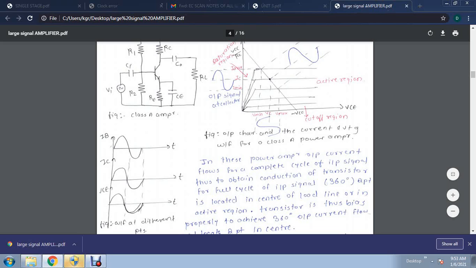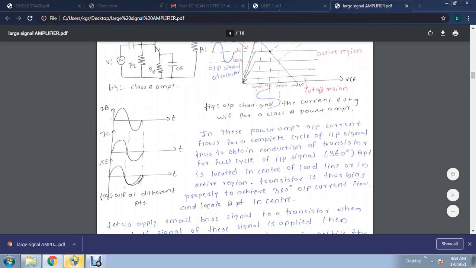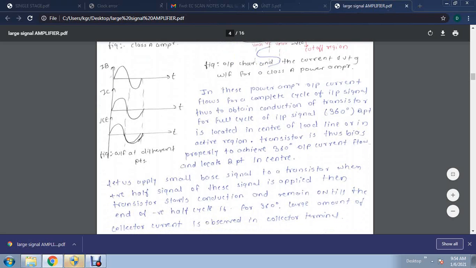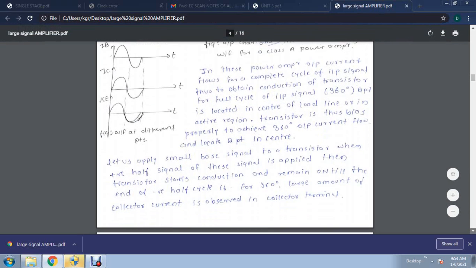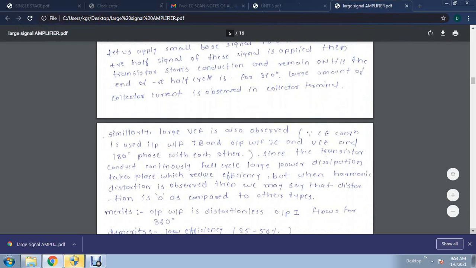Here, the Q point is located at the center of the load line, in the active configuration. The transistor is thus biased properly to achieve 360 degrees of output current flow, and we locate the Q point in the center. Let us apply a small bias signal. When the half signal is applied, the transistor starts conduction and remains conducting to the end of the half cycle, for 360 degrees. A large amount of collector current is observed at the collector terminal. Similarly, a large current is also observed.